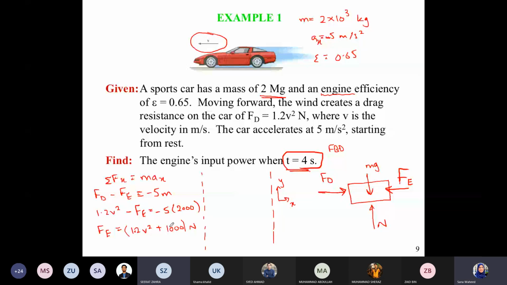10,000. Can't add zero, there's no space left. 10,000. Okay. So now let's apply.